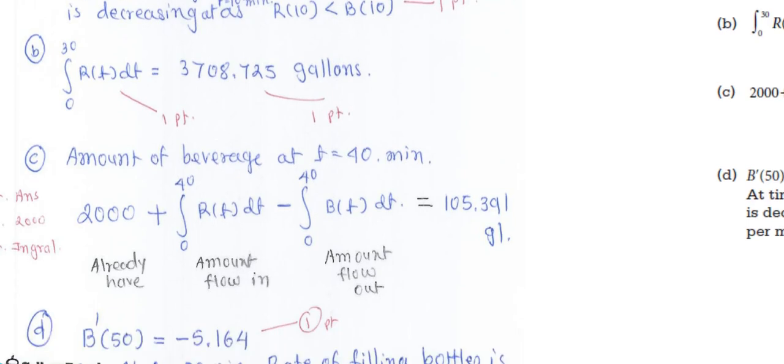So let's take a look at C. You already had 2,000 gallons of beverage, and at 40 minutes R(t) is the rate, so consider how much came in and how much flew out. This is a 3-point question: 1 point for the answer, 1 point for including the initial amount, and another point for setting up the integral.